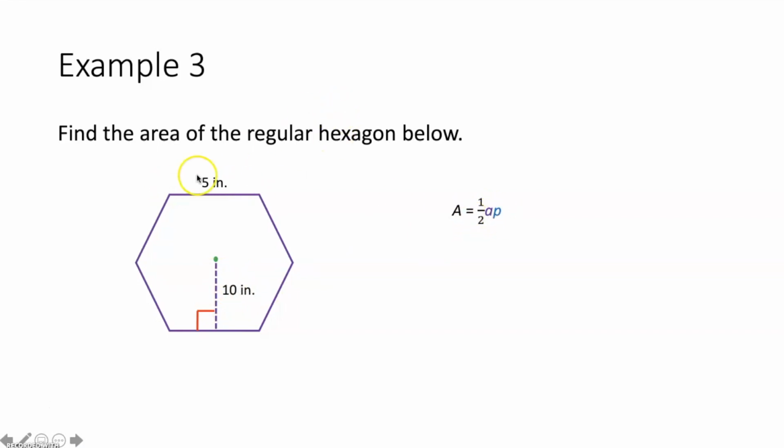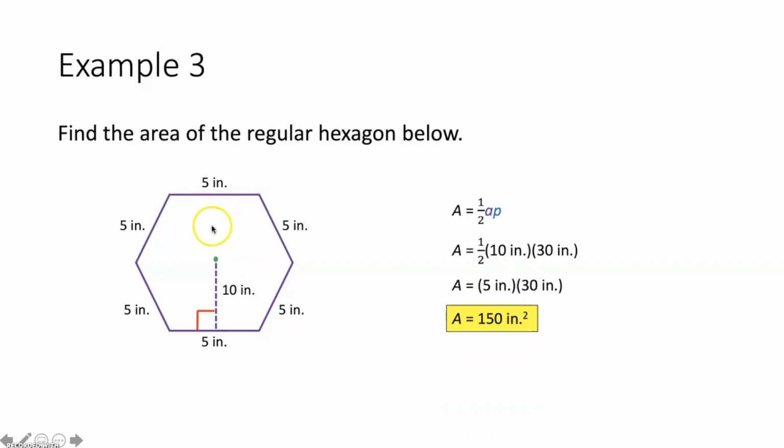Well, since it's a regular hexagon, we know that all of these sides must be congruent. So if this side length is 5 inches, that means all 6 side lengths must be 5 inches, meaning the perimeter of this regular hexagon is 30 inches. So now all I have to do is multiply this out, and I get that the area of this regular hexagon is 150 inches squared, or square inches.